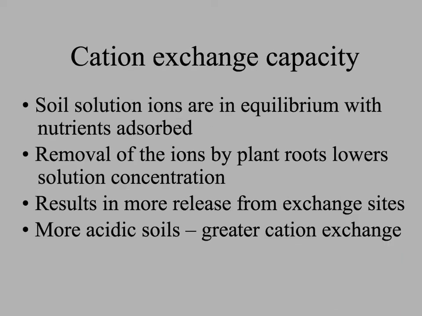Different parts of the world have soils with different cation exchange capacities. What this means is that soil solution ions are in equilibrium with those adsorbed onto the roots of plants for bringing into plants. And as plants suck up those ions or remove them from the soil, the solution in the soil is at a lower concentration. And so the exchange sites, the particles of soil or the rocks around there, release more nutrients into the soil.